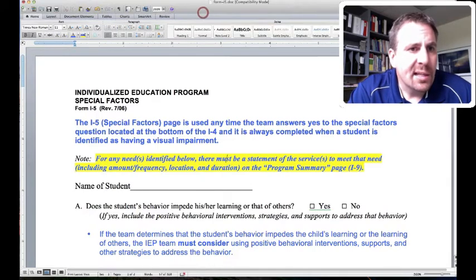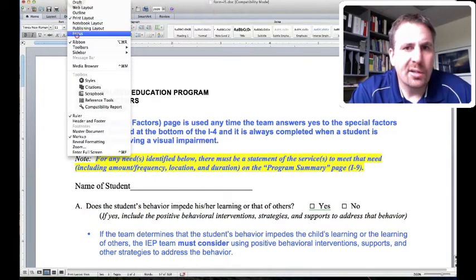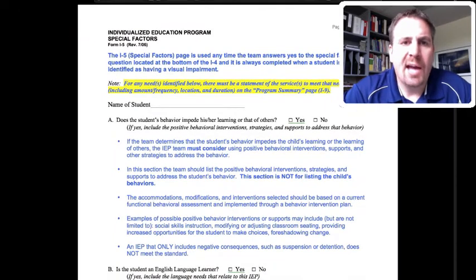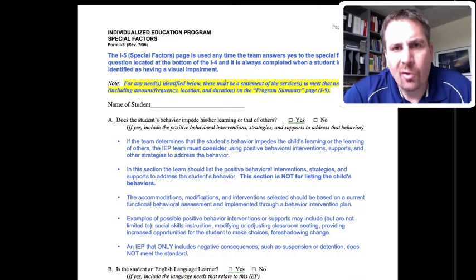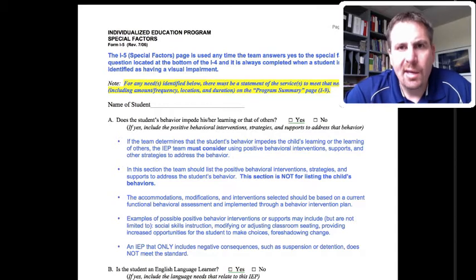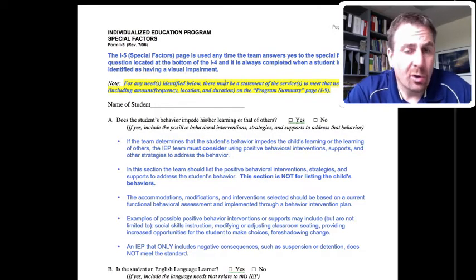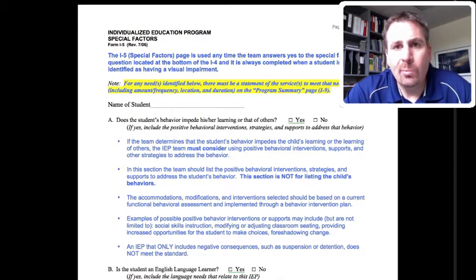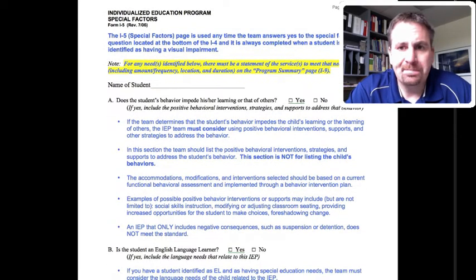So let's get started. I'm just going to change our layout here a little. Alright, so the I-5 form, or the Special Factors page of the IEP. This is a form that's going to be completed anytime that the team answers yes to that question at the bottom of the I-4 form, or anytime we have a student who has a visual impairment.